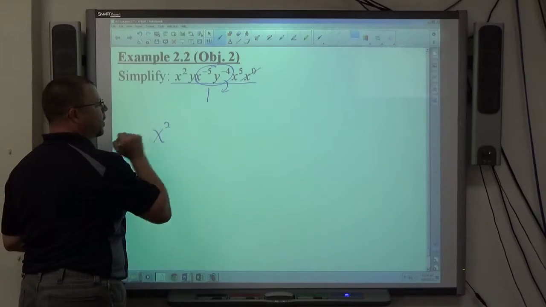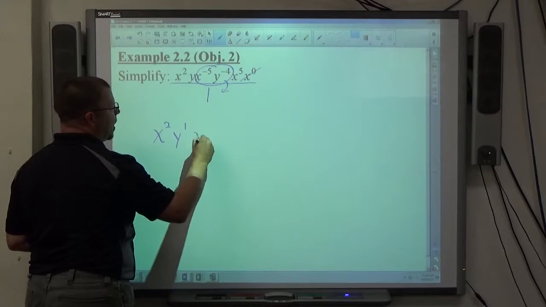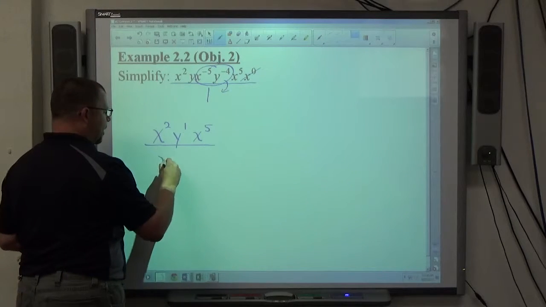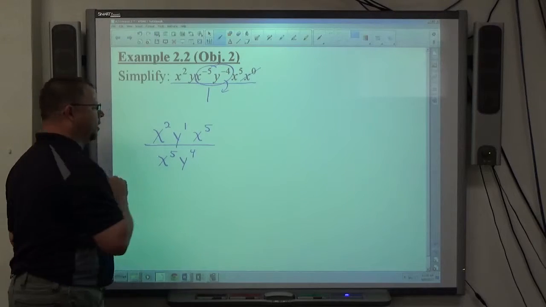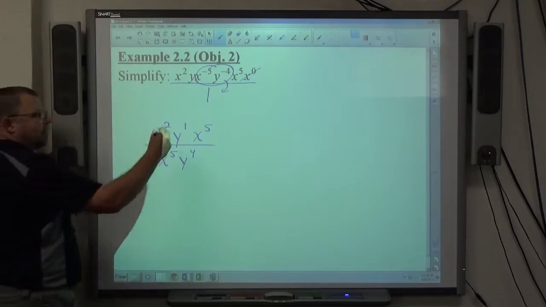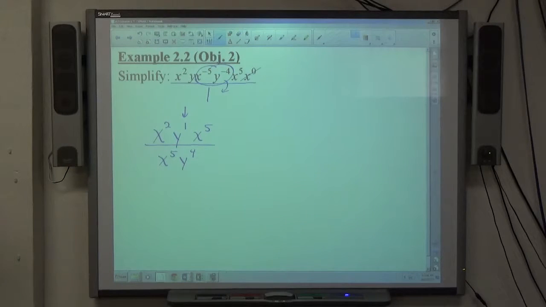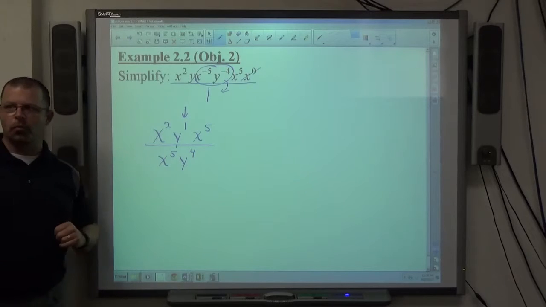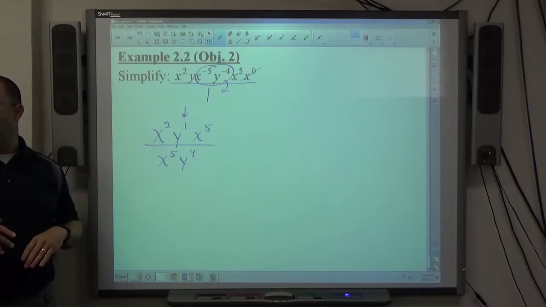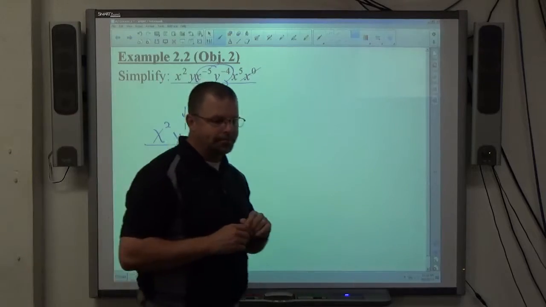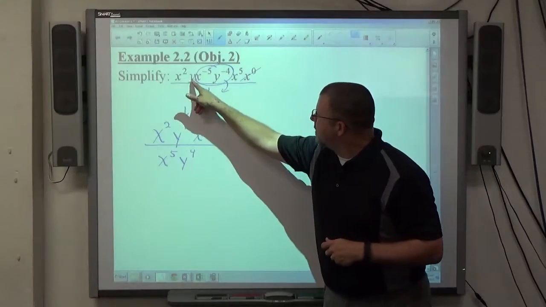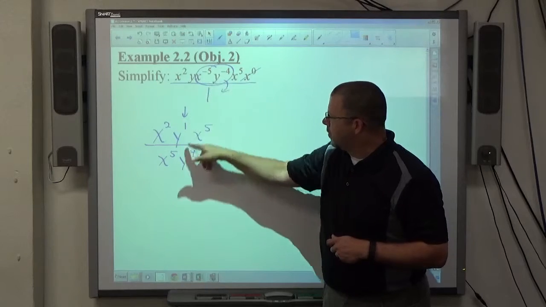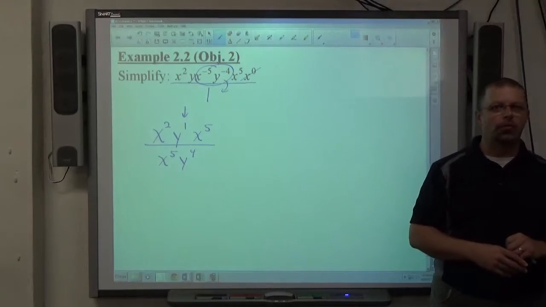X stays squared on top. Y is still the first on top. X is still to the 5th on top. X is to the 5th on the bottom, and Y to the 4th is on the bottom. Notice that I put this little 1 on the Y. It's advisable that everything has a numerical power on it. So if you're missing a power, there's understood to be a 1. 0 power goes away. A first power is a first power. There's 1 Y there. X to 0 means there's 0 X's, so throw it away. So, stayed on top, moved to the bottom. That's all step 2 is or ever will be.